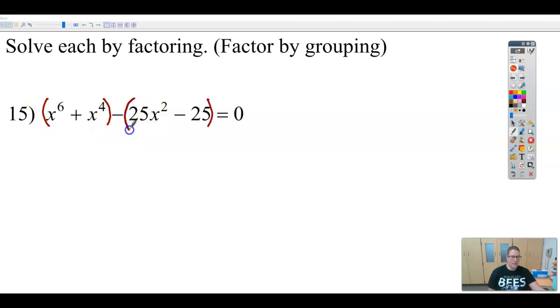So I need to put my parenthesis here, but if I do that, that changes the problem, because with the parentheses there, I would need to distribute the negative to the x to the 4th as well as the negative 25. That would change this to a positive 25, and in this equation, that's not a positive 25, it's a negative 25, and we need it to stay that way.